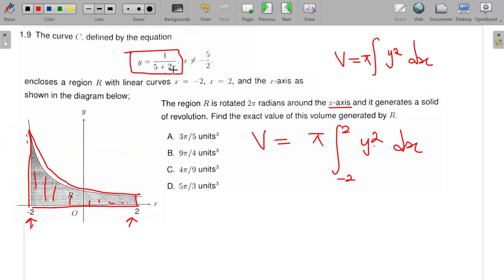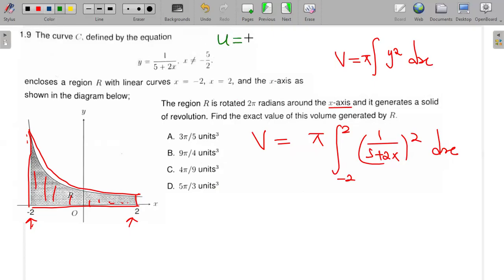It's just this guy here, and then I square it. Okay, so I'm going to say 1 over 5 plus 2x, and then squared dx. So how can you integrate this? We use the substitution. Let u be equal to 5 plus 2x. So it means du will just be equal to 2 dx. So let's make dx the subject. So dx will be equal to du over 2.